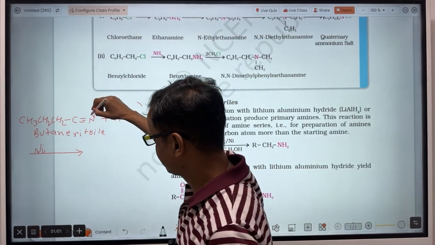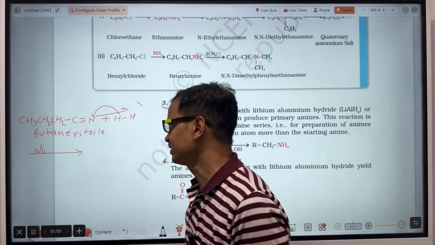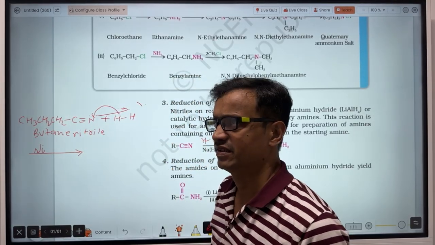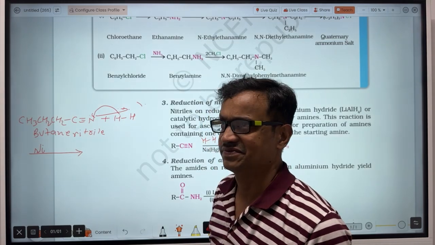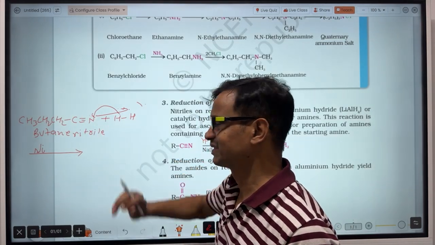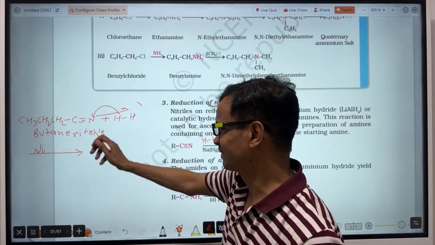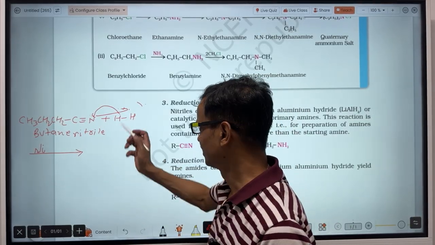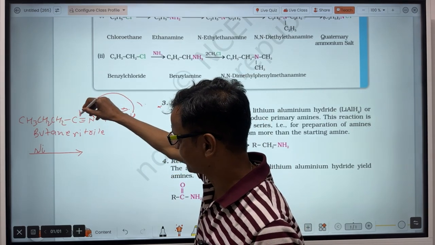Why did this happen? Because there is a lone pair on nitrogen. In addition to that, among carbon and nitrogen, nitrogen is more electronegative than carbon. So this pi electron will be tilted towards this nitrogen, so obviously there will be a high magnitude of negative charge. So this hydrogen will go there and another hydrogen will go to this carbon.